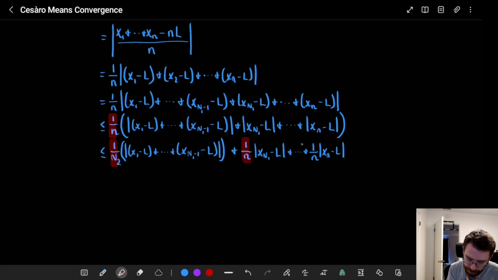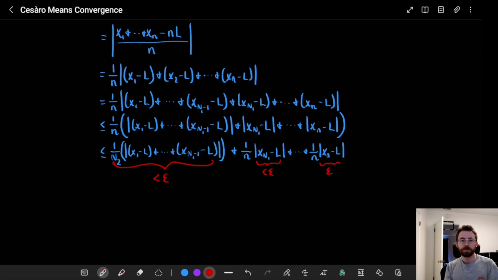Technically, the rest of it is equal to what it was before, so it's less than or equal to the line above it. And I would have, at this point, this less than epsilon, this less than epsilon, and this less than epsilon. Okay, so typically what we want to do in analysis is get it all less than one single epsilon. So let's see if I can manage that.